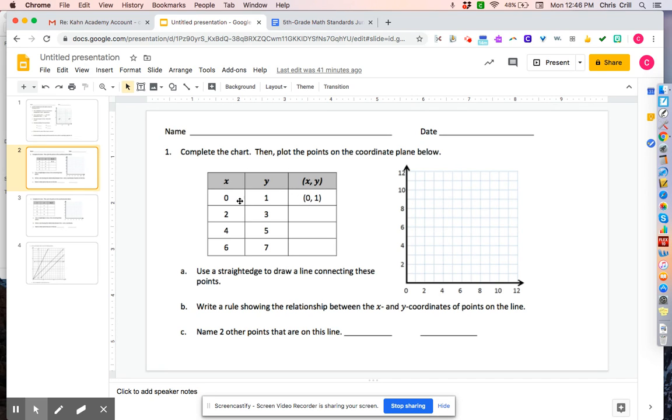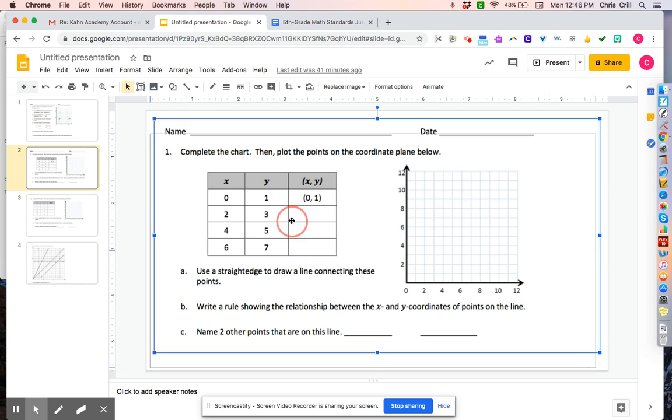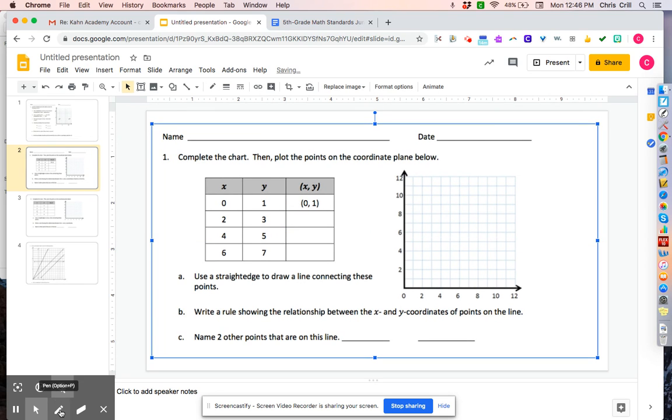By completing the chart, they just mean take these points and you're going to write them as a coordinate pair. So we need to use parentheses and a comma. So this would be coordinate pair 2, 3. We have 4, 5. And we have 6, 7. So go ahead and fill out your chart with your ordered pairs.